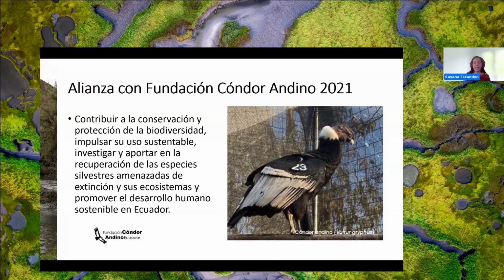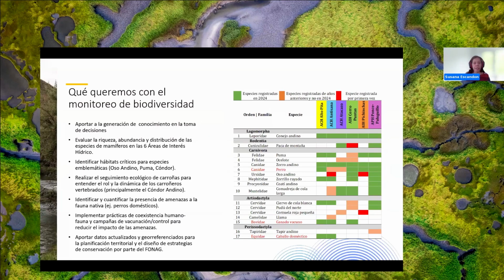We have an alliance with the Condor Foundation, which contributes to the conservation and protection of biodiversity, promoting sustainable use, research, and contributing to the recovery of endangered wildlife species all around Ecuador. What did we want with this new way of monitoring? With biodiversity monitoring, basically we wanted to contribute to knowledge generation for decision making. So since 2021, we work on the following objectives. First of all, the generation of information for decision making.